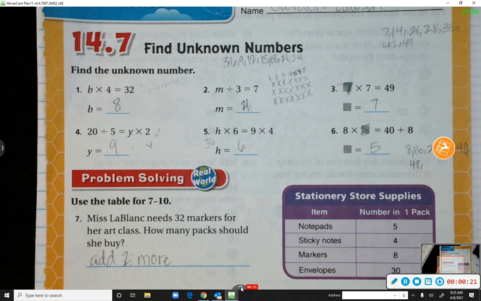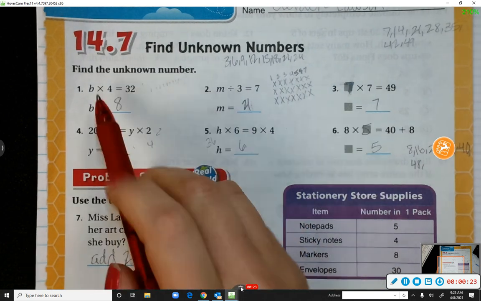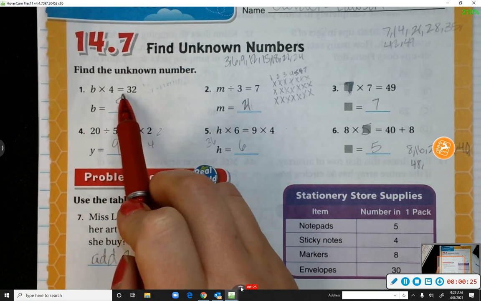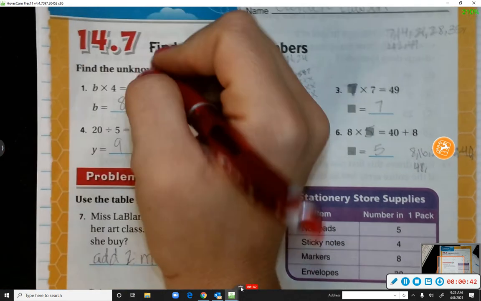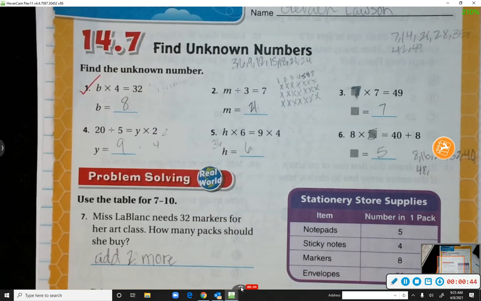Number 1, this is saying what number times 4 equals 32. So if you didn't know, you had to do a fact family to help you, or you could use an array, skip counting. Okay, so number 1 was B, or 8. 8 times 4 equals 32.